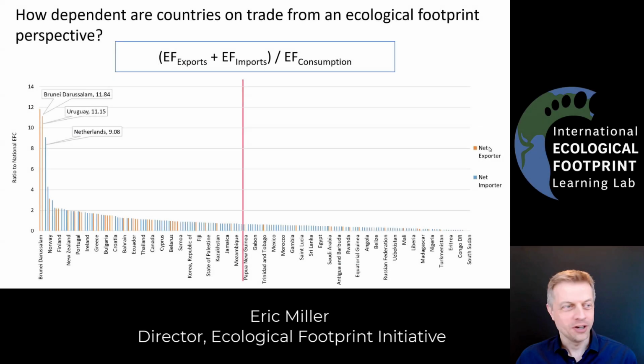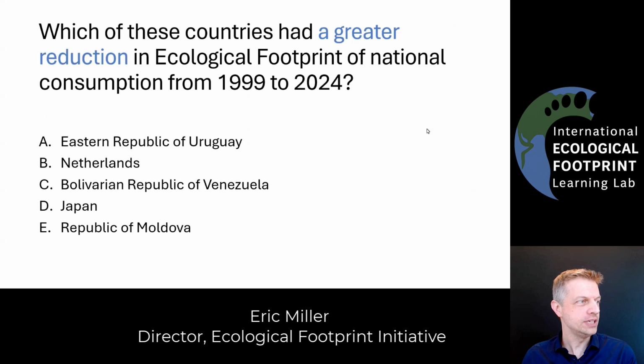And so I'll start this off with another question to pique your interest. Which of these countries had a greater reduction in ecological footprint of national consumption from 1999 to 2024? So that's a 25-year period leading up to the final year release of our accounts. A is Uruguay, B, Netherlands, C, Venezuela, D, Japan, or E, Moldova.